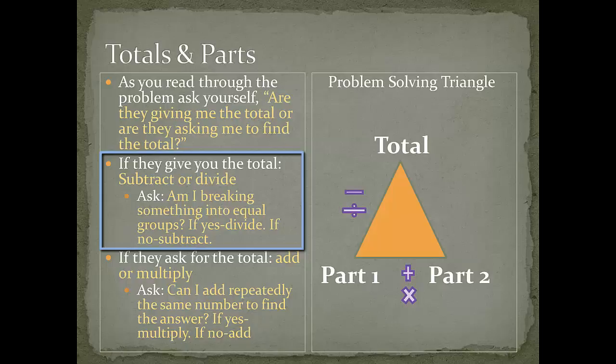This is a question you can ask yourself to figure that out. Ask, am I breaking something into equal groups? If you are, then you're dividing, because that's what division is, breaking something into equal groups. If you're not breaking something into equal groups, you can subtract.